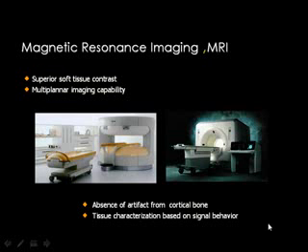Then the use of MRI is concerned with the detection of bone marrow.